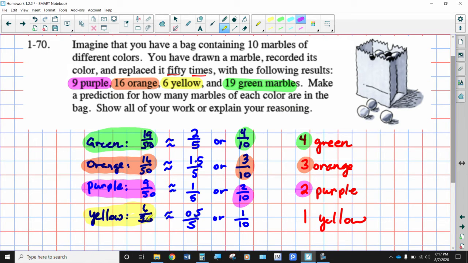And then 6 out of 50 is almost like 12 out of 100, right? Which is pretty close to 10%. And so we're going to say 10% of 10 would be 1.